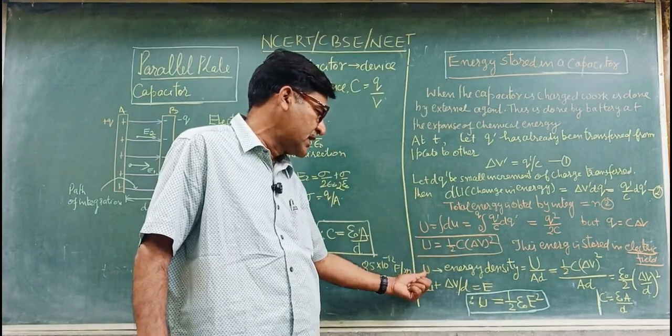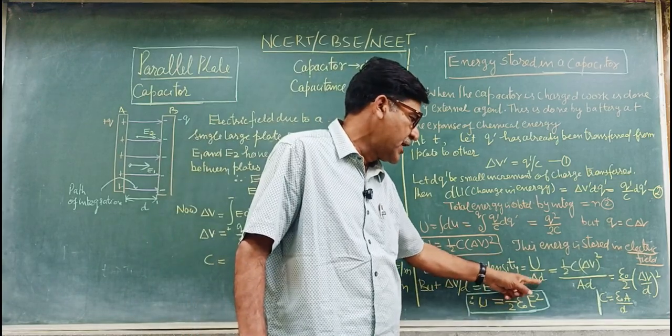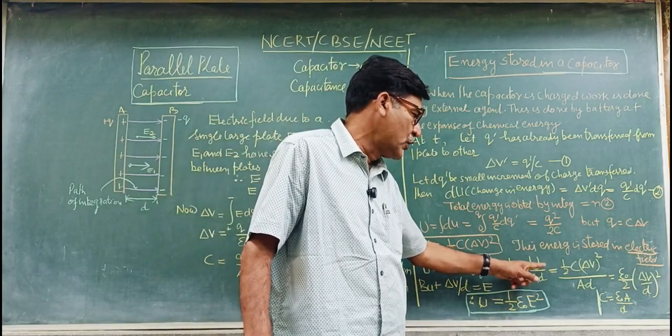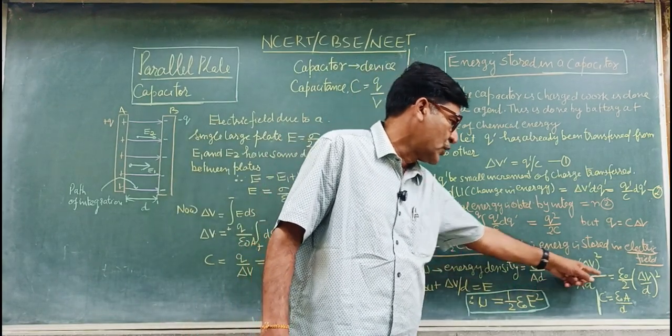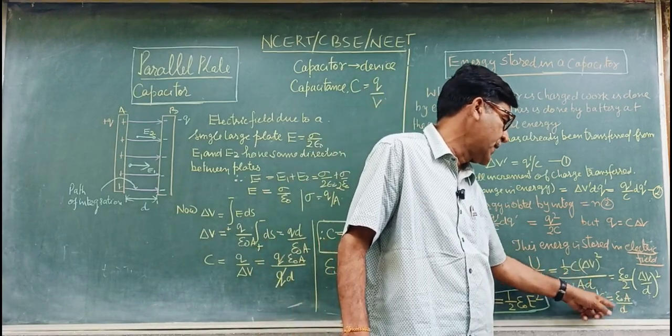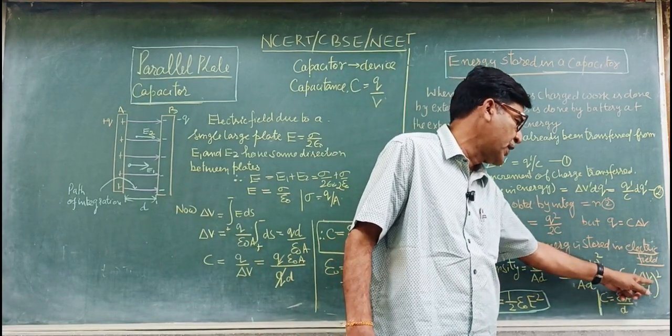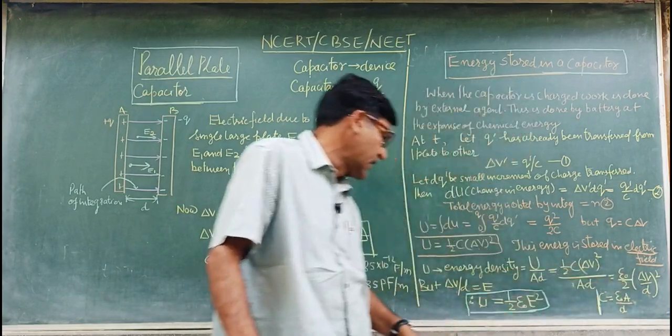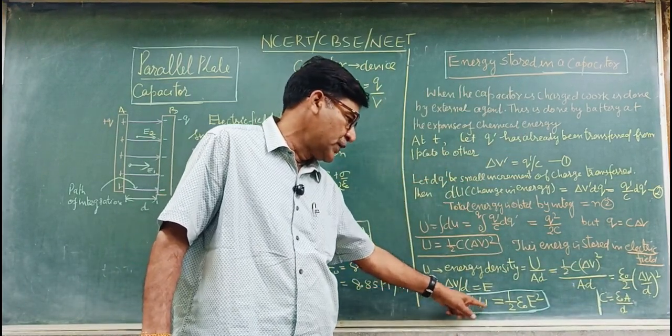Now let us come to energy density. Energy per unit volume, A into D, area into D. This is the volume, this is total energy. So you will put value here, C is equal to epsilon 0 A upon D. वैल्यू पुट किया, ये आ जाएगा डेल्टा V upon D. इसकी जगह हम E लिखेंगे and you will get that U is equal to 1 by 2 epsilon 0 E square.